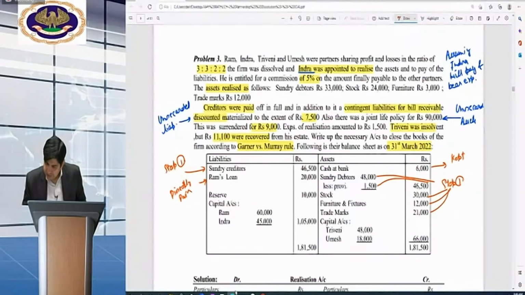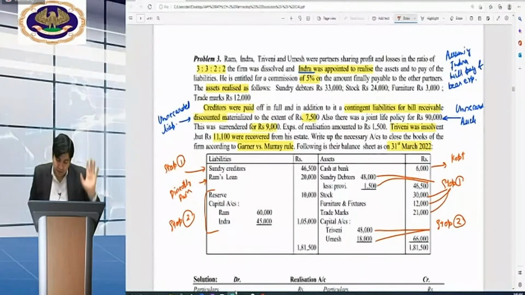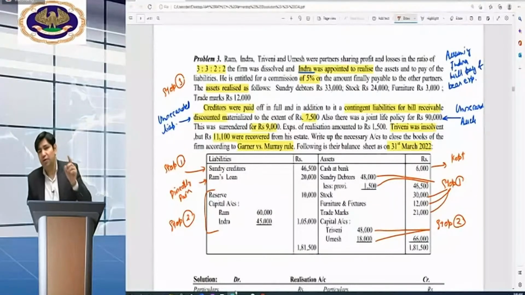Step number one, except these. Step number two, owners-related accounts. Beta, these reserves are also part of the owners' accounts. So first we have to write down the steps so that we can get the solution in a perfect manner. Step number three, realization. And then four, we have to transfer the profit or loss on revaluation. Four, five, etc., we shall do. Now, please start the solution.